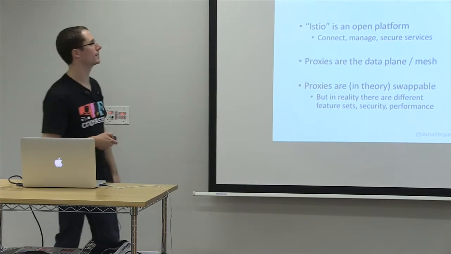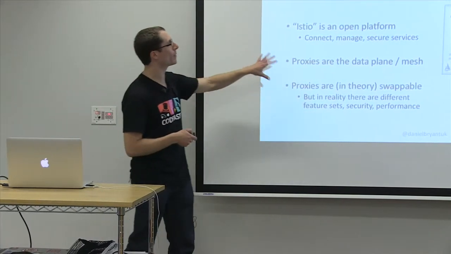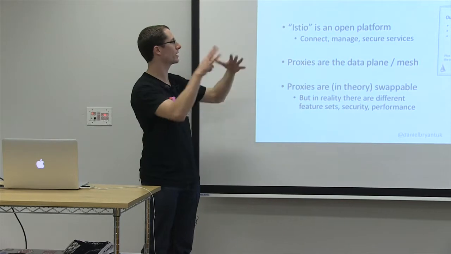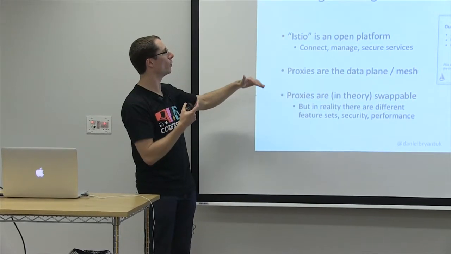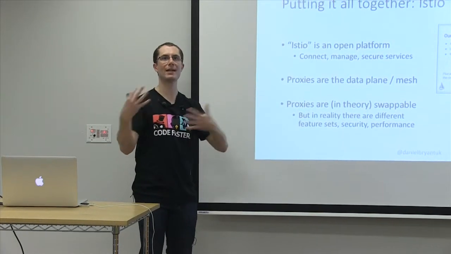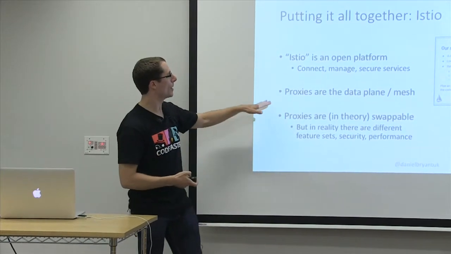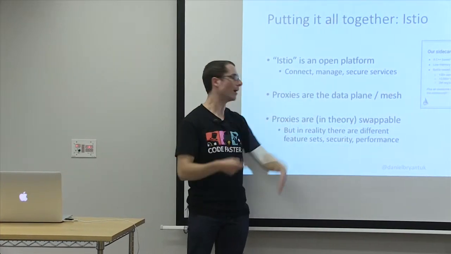I'm getting pretty close to time now. So, putting it all together, Istio is probably something you'll bump into first. Istio is kind of the control plane. As I mentioned before, it's where we as developers and QA engineers interact with the tech, and the proxies are the actual things that do the work, so to speak.